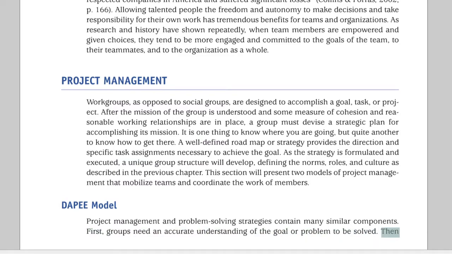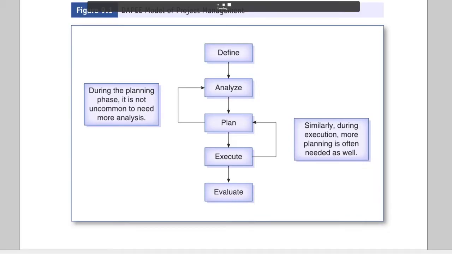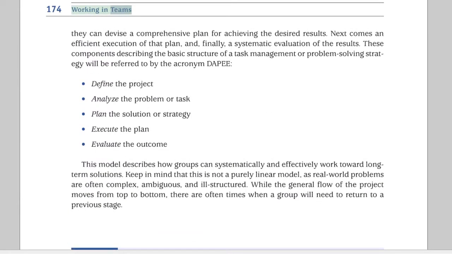Then, working in teams, they can devise a comprehensive plan for achieving the desired results. Next comes an efficient execution of that plan, and, finally, a systematic evaluation of the results.